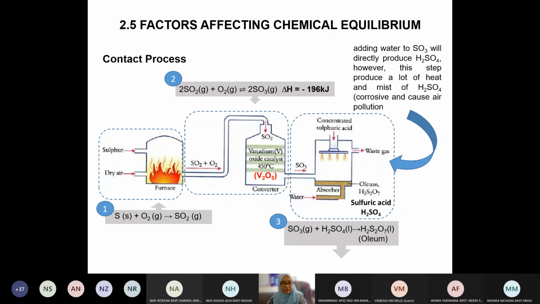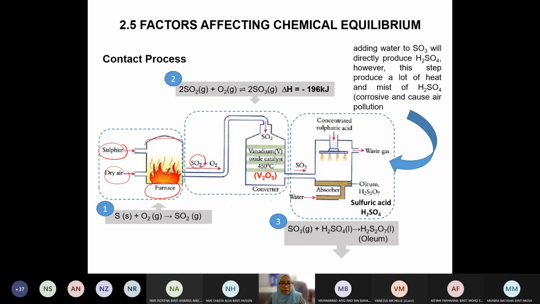Industrially, roughly this is how it looks. The first step, sulfur, reacts with dry air. So there is a temperature for this. As you can see, it will be combined in a furnace. It means in a hot condition. You can imagine how high the temperature is, in this furnace, in this chamber. So it will produce SO2.